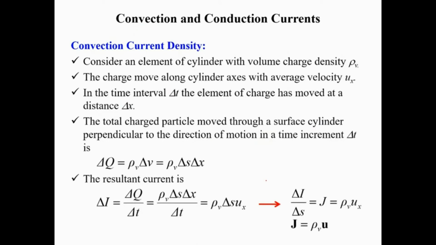So the concept is the same. It's a density. We might start with this. You consider that it's a cylinder. For example, we draw a cylinder with volume charge density of rho v. Inside there are many charges. The charges move along the cylinder axis with an average velocity ux. So if these charges are moving, they move at the velocity ux.